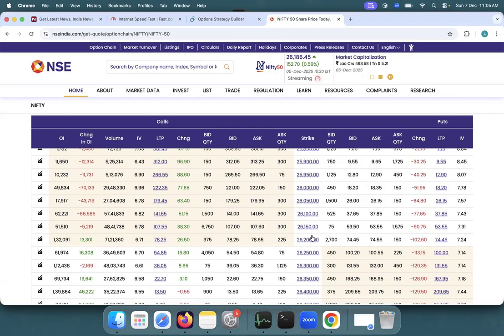When you buy a put, you will have to pay some premium to the seller who is selling that put. So consider this as a normal vegetable market. You're going and buying a commodity from someone, so you pay the price to buy that commodity.